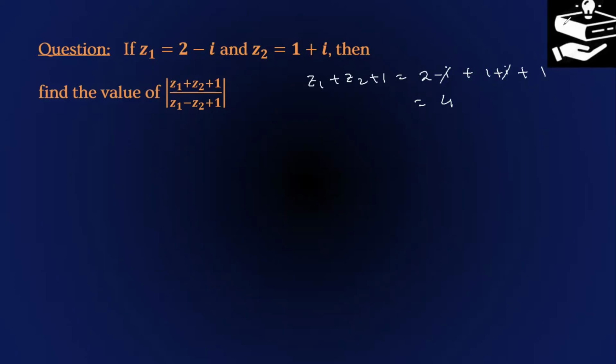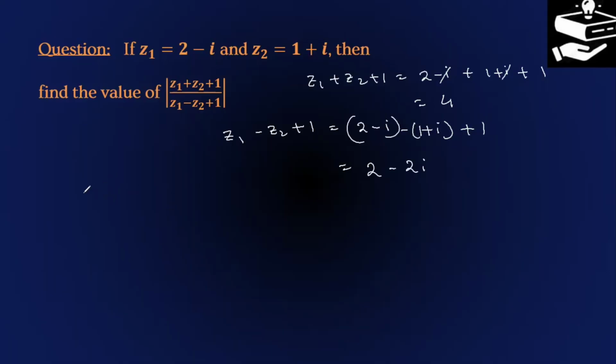So z1 plus z2 is nothing but 4. Let's do z1 minus z2 plus 1. If we want to do z1 minus z2 plus 1, what will we be getting? 2 minus i minus (1 plus i) plus 1. Which will give you 2 minus 1, which is 1, plus 1, that is 2 ultimately. Then minus i, which is minus 2i. I hope this calculation is clear.